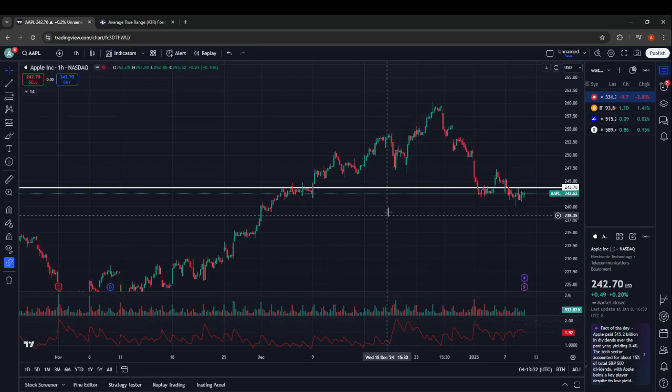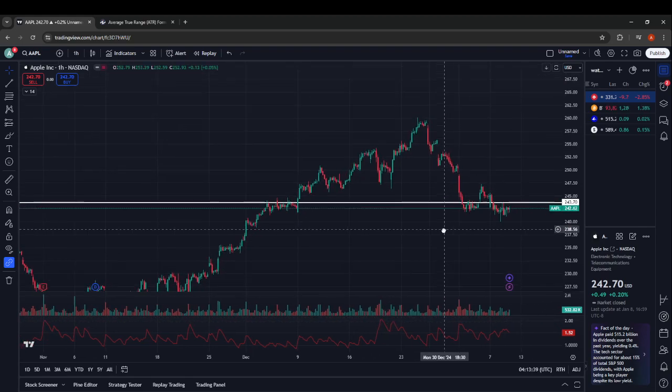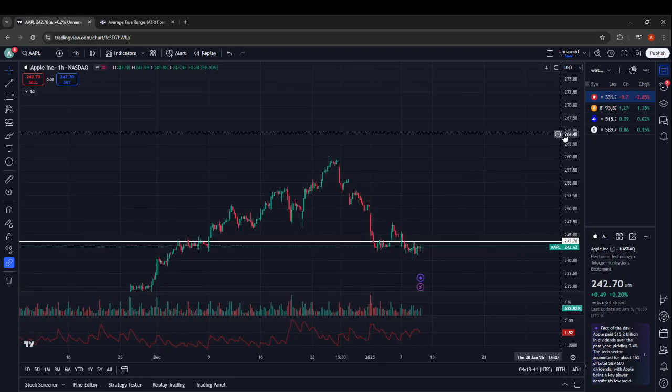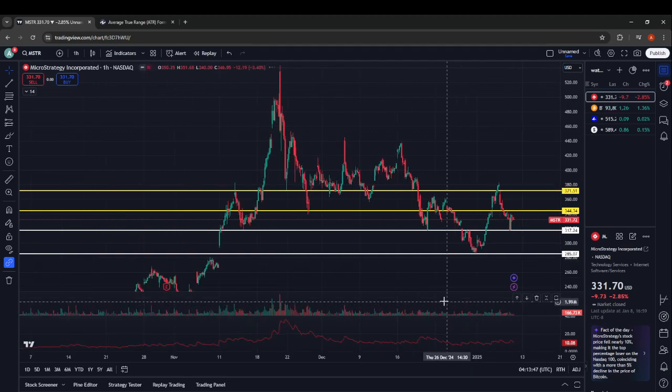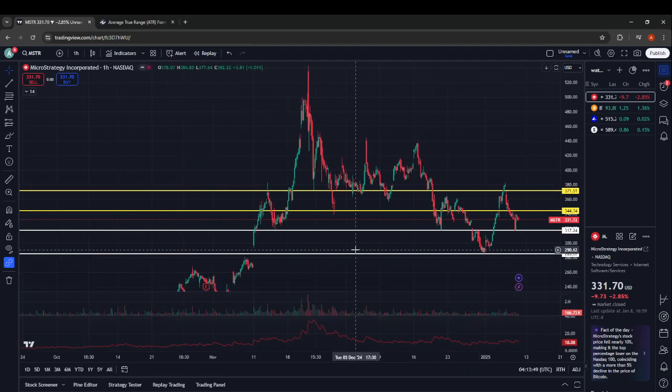Obviously, you saw right here when we were on an uptrend, we're moving $2 an hour. You want to look for something more in that range. We'll go back to MSTR here. So ideally, you want to look for high ATR stocks first for the most profit potential.